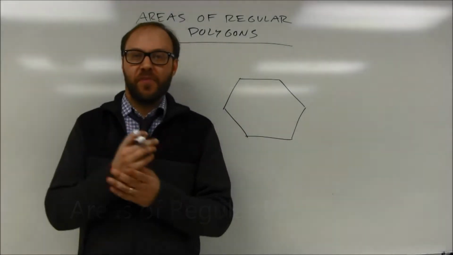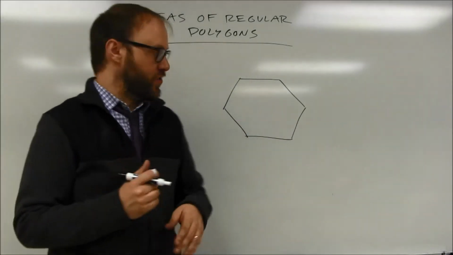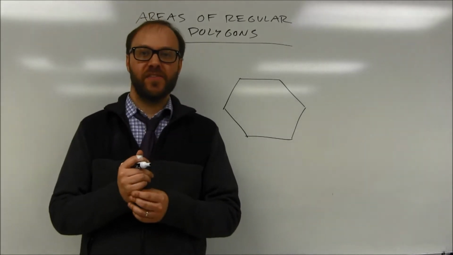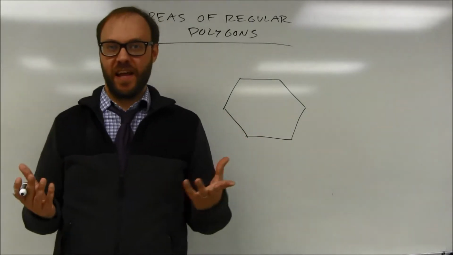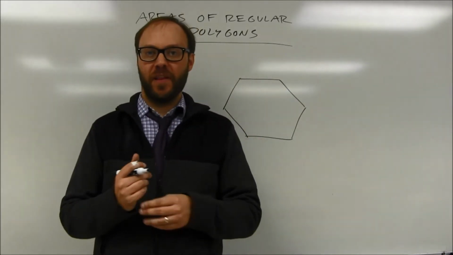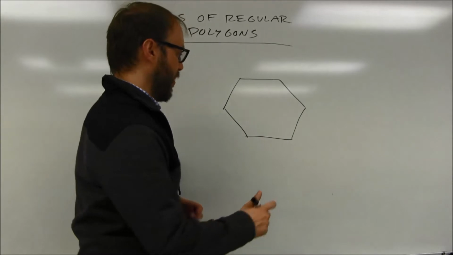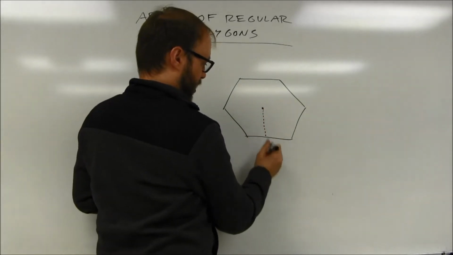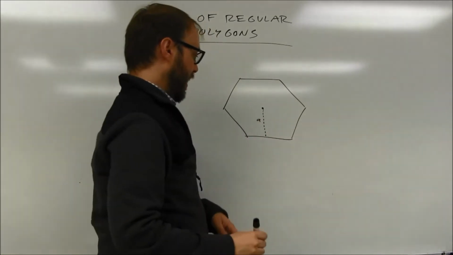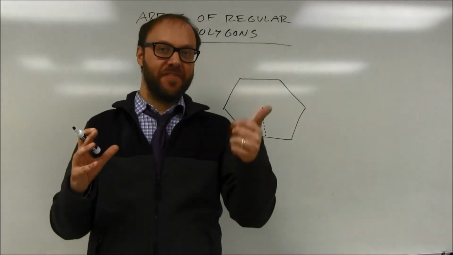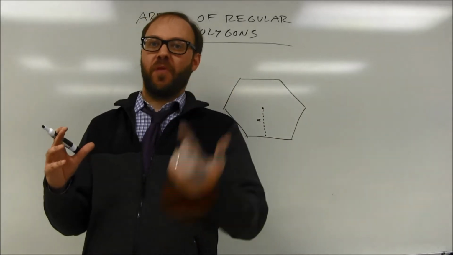I want to look at some examples of finding areas of regular polygons. You may know a formula for finding the areas of regular polygons. The formula is not 100% necessary, but it does work. Our geometry book says that the formula is half the apothem, and the apothem goes from the center of a shape to the midpoint of a side. Our book says that the area of a regular polygon is half the apothem times the perimeter.